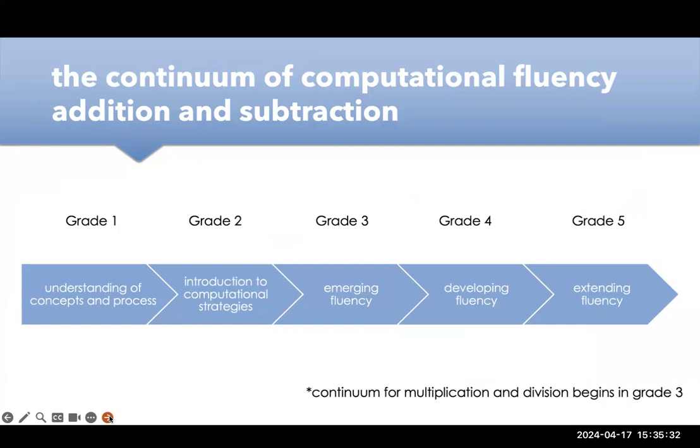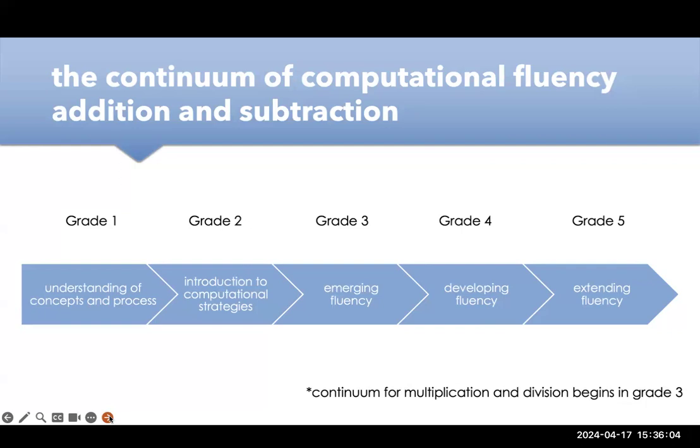We have a continuum of computational fluency in our curriculum. Addition and subtraction starts in grade 1 with the introduction of the concepts and processes, and continues to grade 5, where we're developing fluency over the grades with mental math strategies, practice, application of some of those understandings, processes, competencies, and skills. And then the continuum for multiplication and division begins in grade 3, where those concepts are introduced and then practiced and applied across the grades until grade 7, where extending fluency is expected.